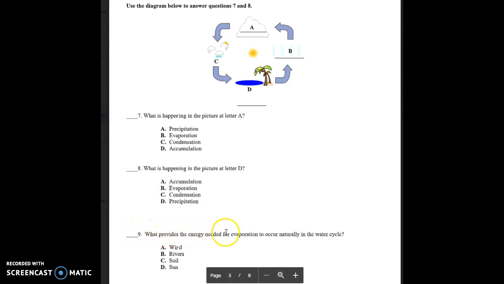Number 9. What provides the energy needed for evaporation to occur naturally in the water cycle? A. Wind. B. Rivers. C. Soil. D. Sun.